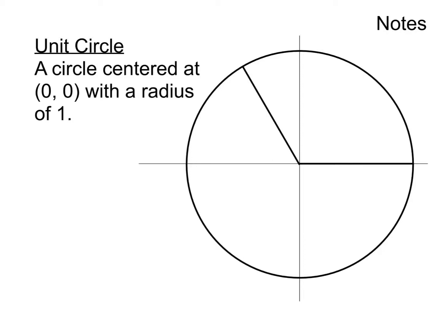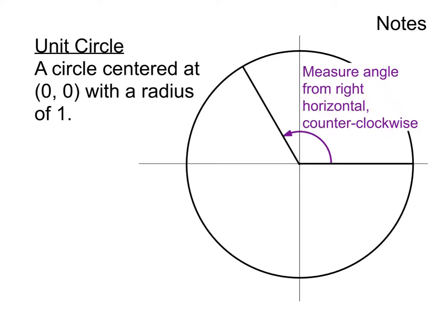Now, a few little details which are probably fairly familiar, but it's good to make sure that we are all on the same page. When we're measuring any angles inside our unit circle, we always go from the right horizontal. So I'm always going from this little part of it over here. And then we're going counterclockwise from there.